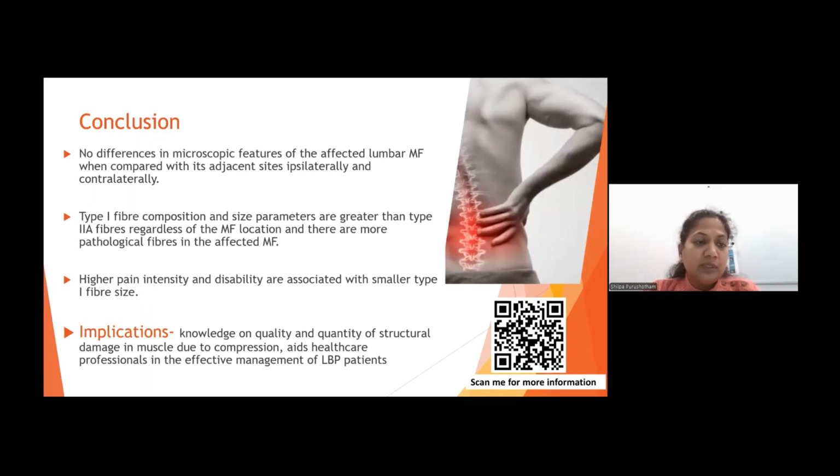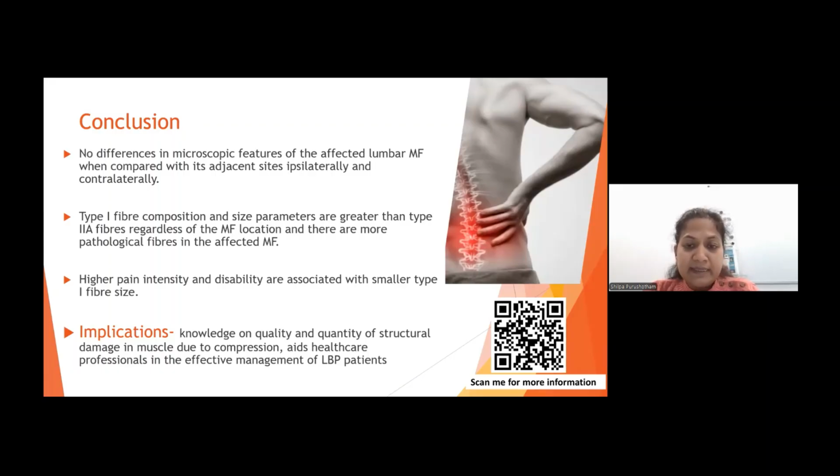So to conclude, we can say that there were no differences in the microscopic features of the affected lumbar multifidus when compared with the adjacent site, both ipsilaterally and contralaterally. The fiber type composition and muscle fiber parameters were greater in type 1 fibers compared to type 2 fibers, regardless of the location and irrespective of the nerve compression. However, there were more pathological fibers in the affected muscle segment. And finally, higher pain intensity and disability were associated with smaller type 1 fiber size.